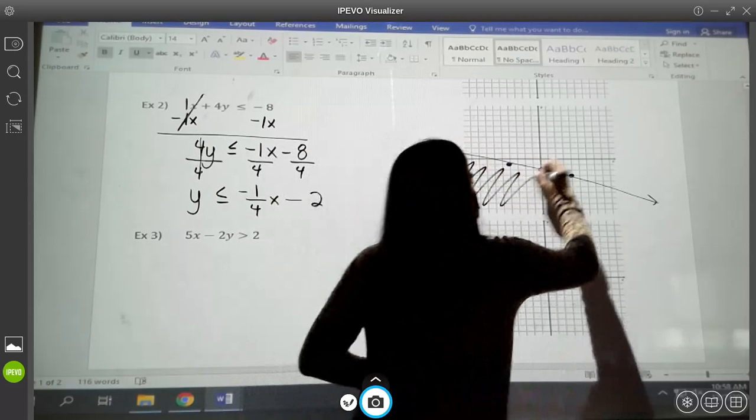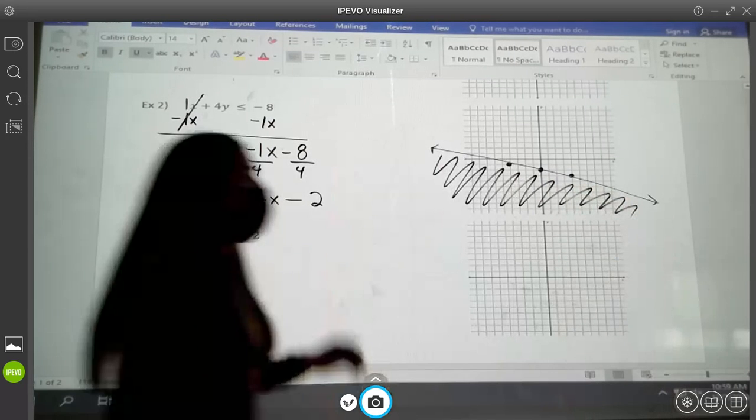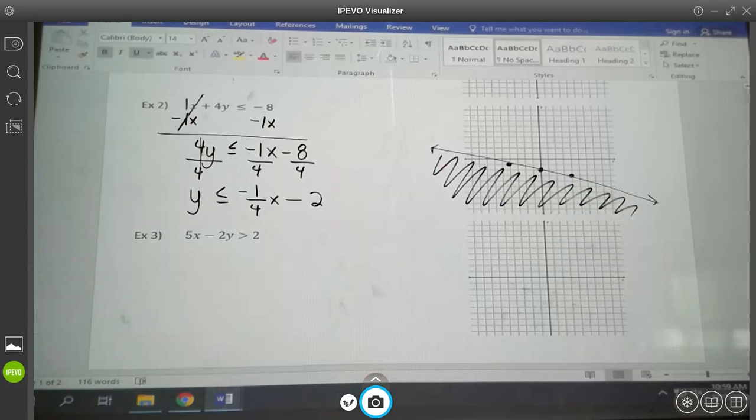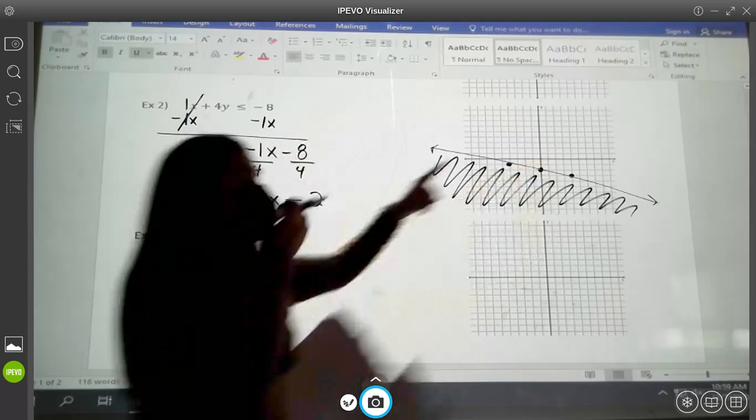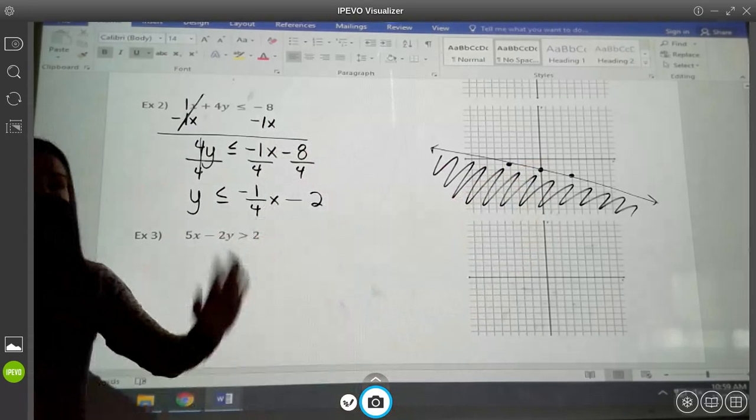And again, 0, 0 is just an easy point to work with. 0, 0 is not on the side we shaded. So if you wanted to plug it in, as long as 0, 0 does not make the inequality true, we know we're correct. All right, but I'm telling you, we are correct. All right, let's try one more.